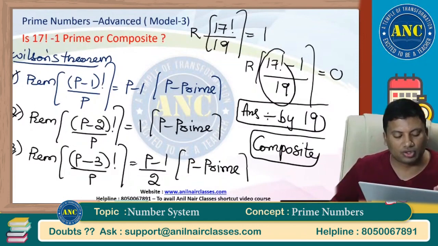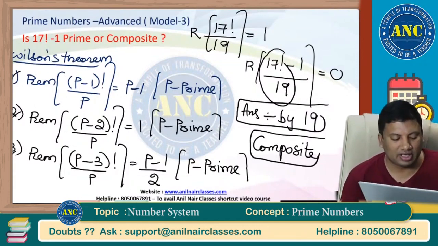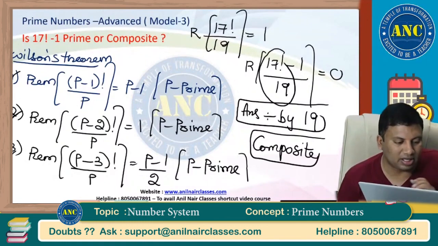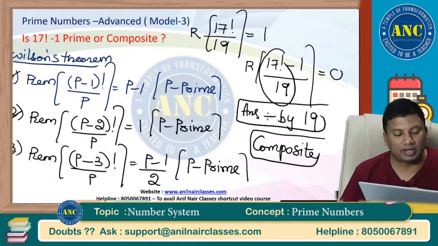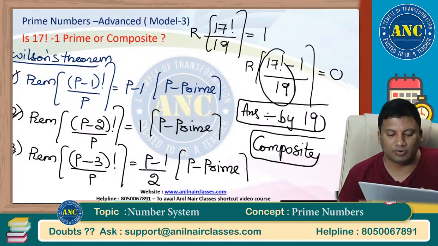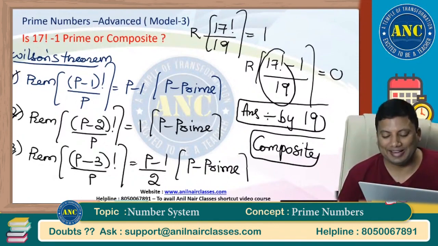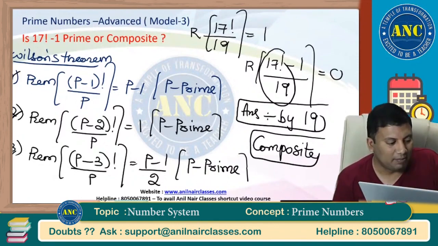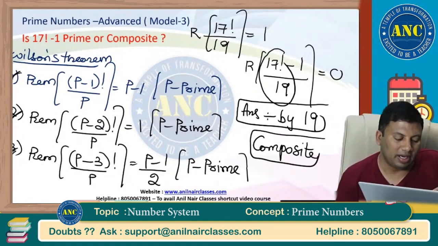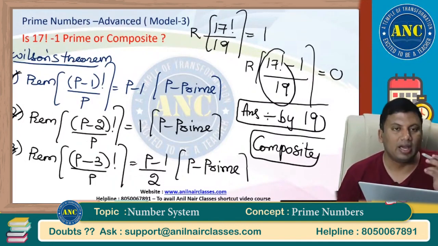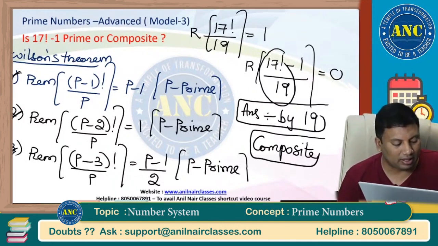Very, very good question. Once you understand the question, the idea is very, very easy. This concept I used: (p minus 2) factorial divided by p gives remainder 1. 17 factorial by 19 is 1. 1 minus 1 is 0. The answer is divisible by 19. Please make a note of these three important conclusions: (p minus 1) factorial by p, (p minus 2) factorial by p, and (p minus 3) factorial by p.